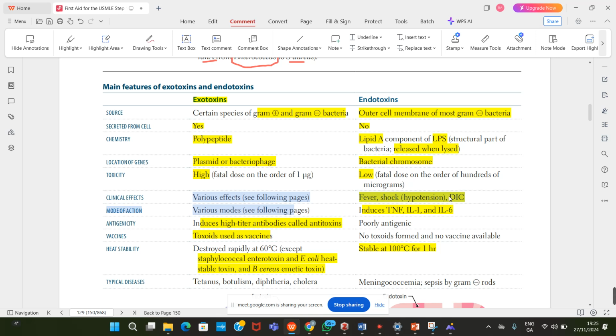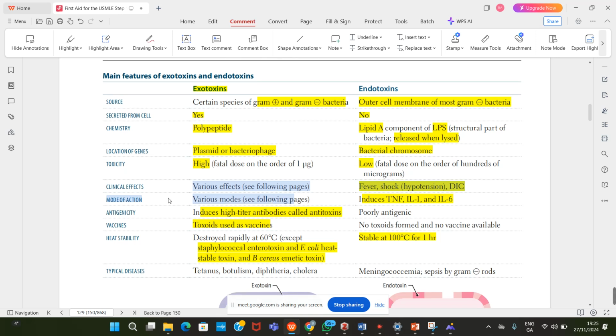Toxic shock, endotoxic shock. How do they work? For the exotoxin, it depends on the specific toxin. We are going to be looking at it next time. Then for the endotoxin, all of them release interleukin 1, interleukin 6, and TNF that is going to lead to what? Septic shock.